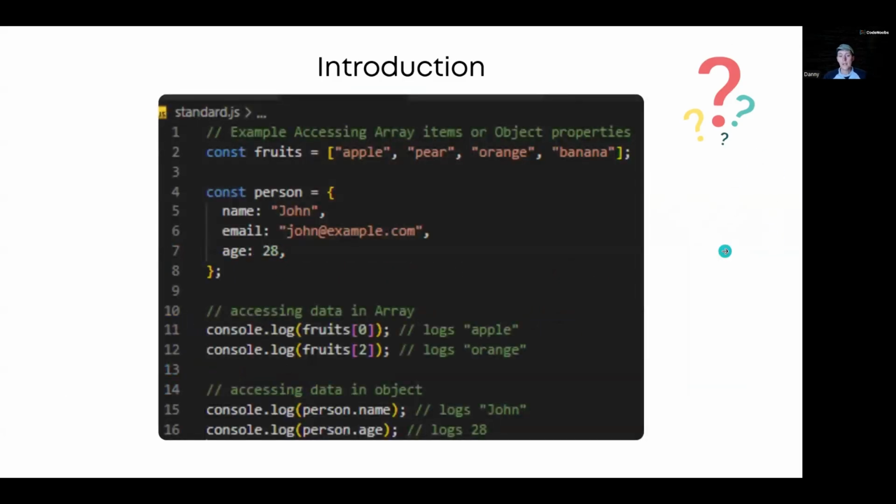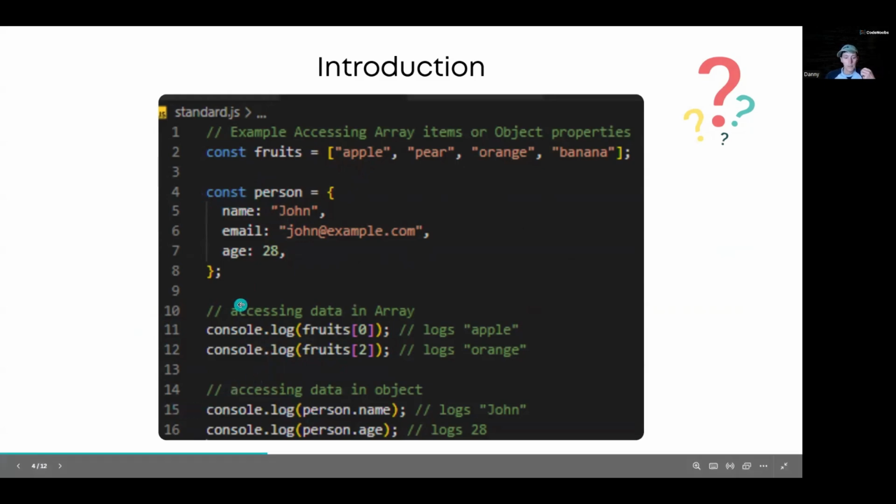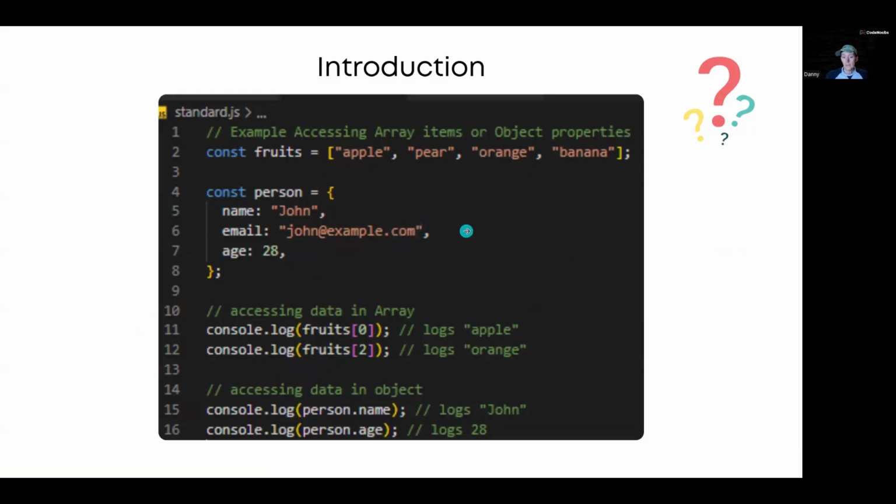I'm sure you're familiar with the standard way that we usually access data in arrays and objects in JavaScript. So for arrays, we usually use the index value. Like you see here on 11 and 12, if I use fruits[0], that's going to access the first value, apple. fruits[2] is going to access the third value, orange. Or with an object, like my person object here, if I use dot notation, so person.name or person.age, I'll be able to access those values that way. And this works fairly well.